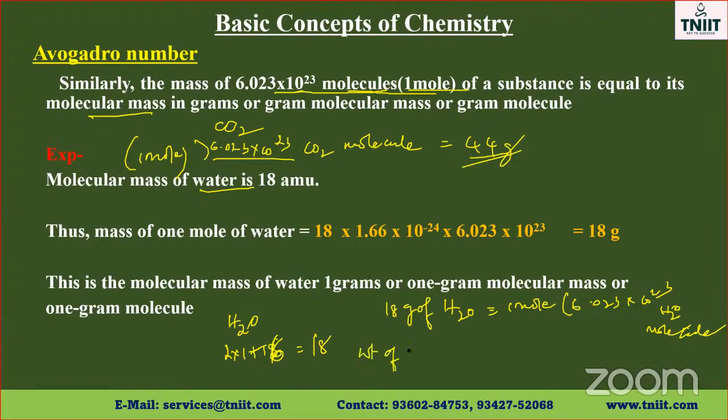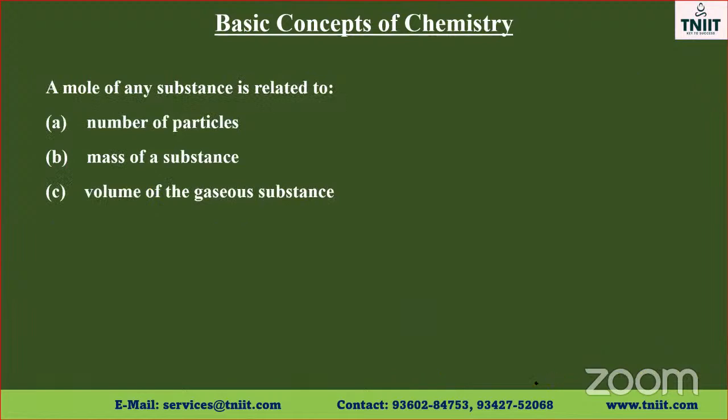Now, how do you find the weight or mass of one water molecule? The mass of one water molecule is given by the formula molecular weight divided by Avogadro's number. So the molecular mass is 18. Avogadro's number is 6.023 into 10 power 23. If you divide this, you will get around 3 point something. You do the simplification. So the mass of one water molecule is molecular weight divided by Avogadro's number.